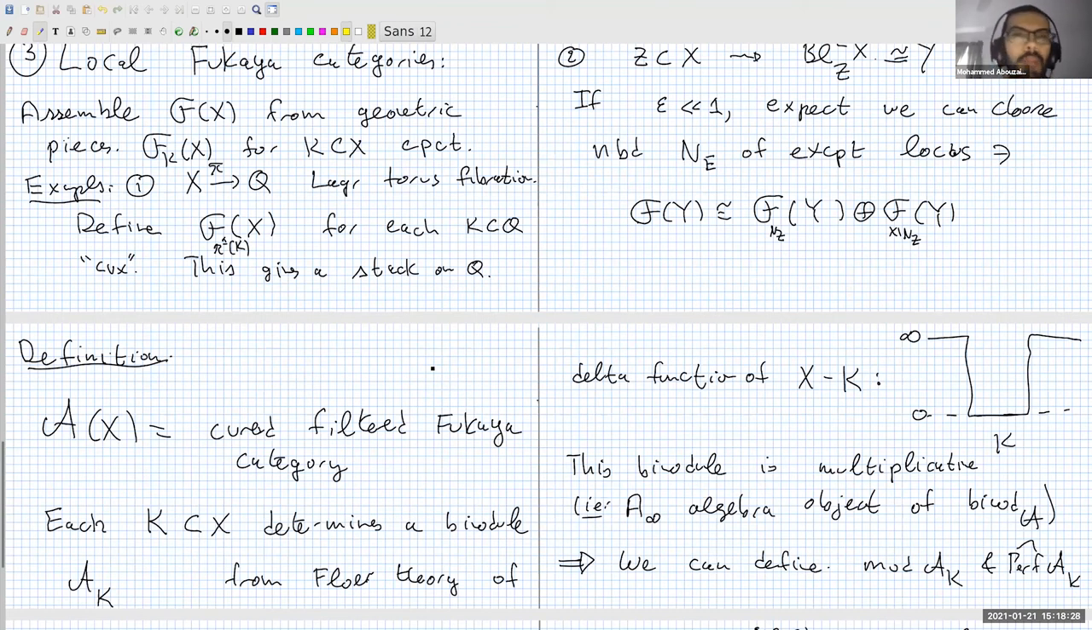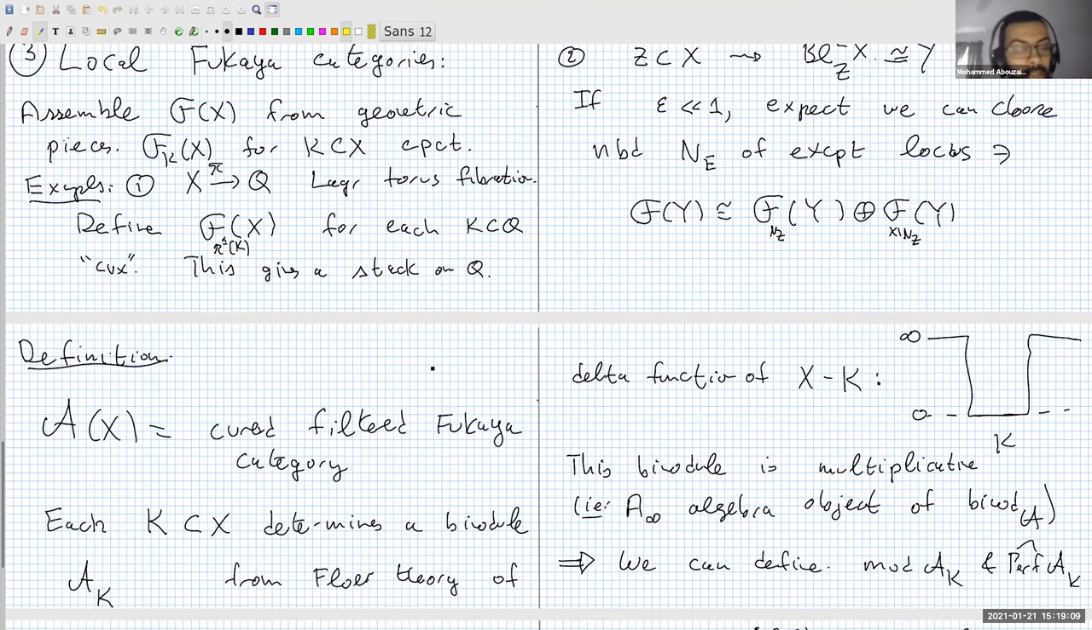And this bimodule is multiplicative. So what do I mean by that? What I mean is that if you take some Hamiltonian H1 and some Hamiltonian H2, then there is a natural way to map the tensor product of the bimodules associated to H1 and H2 to the bimodule associated to their sum, H1 plus H2. There's this natural map. It comes from a pair of pants, where you put H1 and H2 at the top, where you put your legs, and H1 plus H2 where you put your torso.